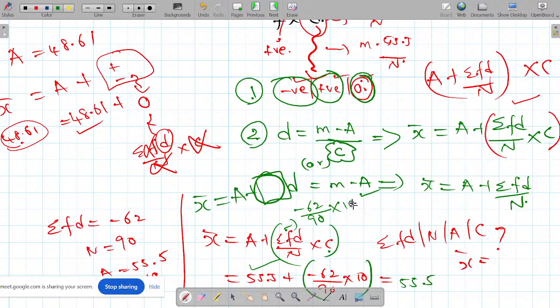Then after that you multiply by 10. You got some value there. You'll get it minus. After that you add 55.5. This is the method part. Please focus on this. This is the method.